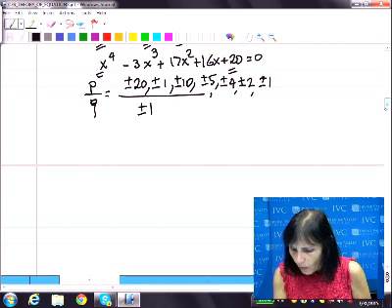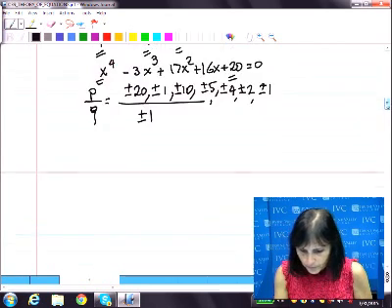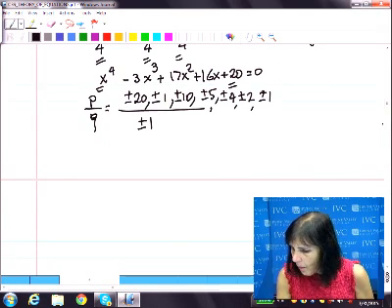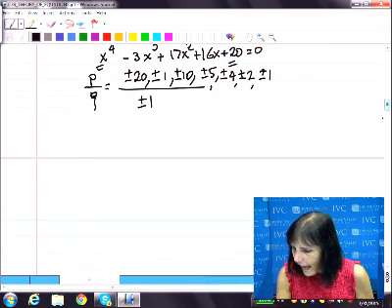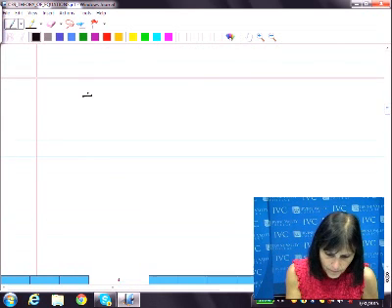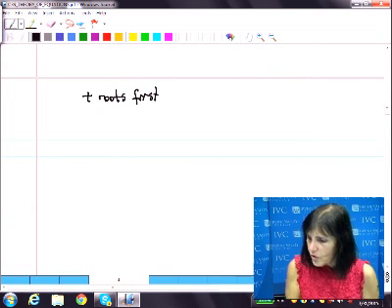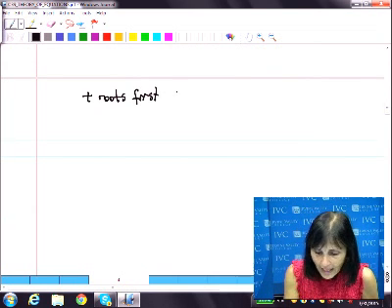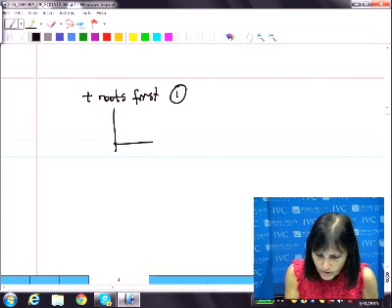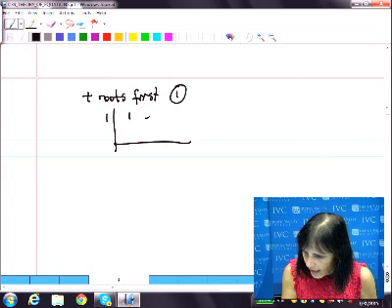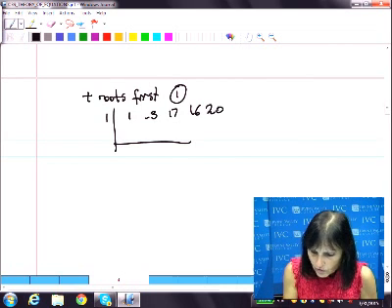All right, so what you should do is actually look at some possibilities. First of all, let's check for positive roots first. What was your first non-zero positive root candidate? It was 1. So go do the synthetic division with 1. I put 1, negative 3, remember these are the coefficients, 17, 16, and 20, and do the synthetic division.